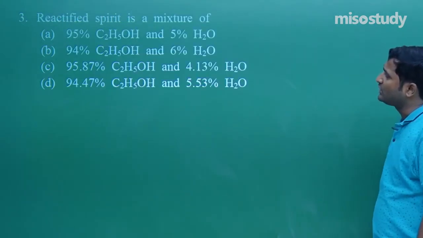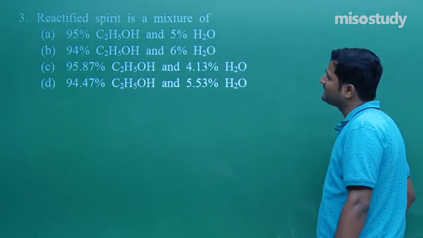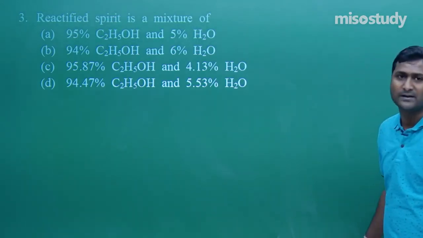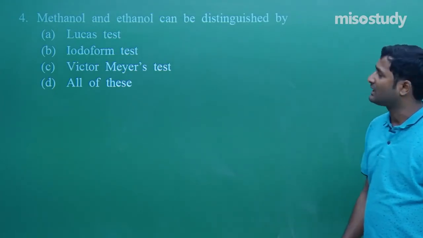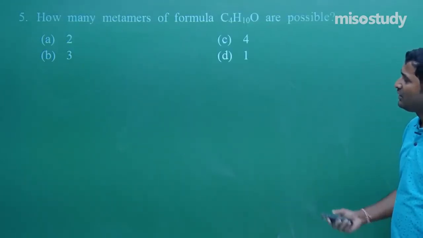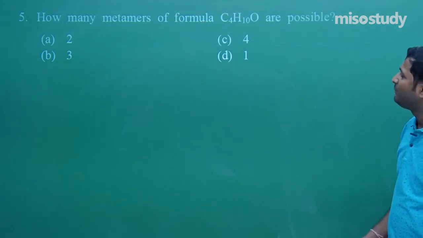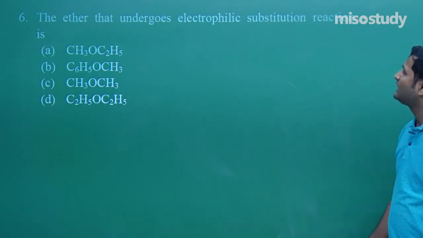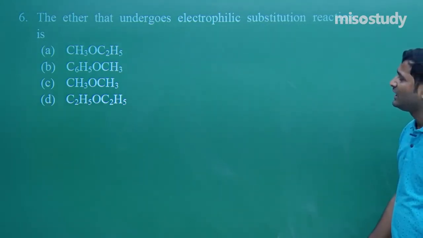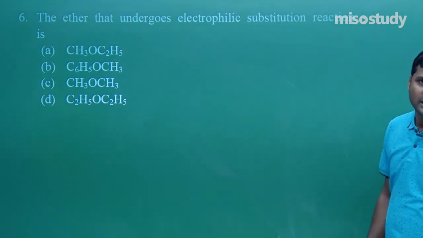Now for question number 3, A is the correct option. 95% C2H5OH and 5% H2O. Now for question number 4, B is the correct option, iodoform test. For question number 5, how many metamers? B option, 3 metamers are possible. The ether that undergoes electrophilic substitution reaction is anisole, C6H5OCH3, due to resonating structure.